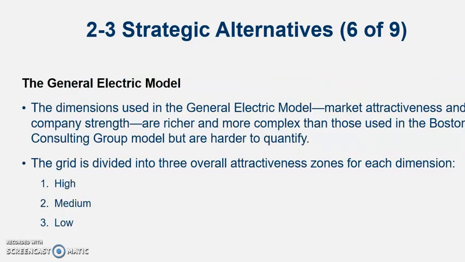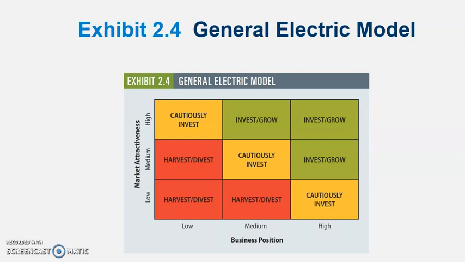The General Electric model is based on market attractiveness and company strength. These dimensions are richer and more complex than those used in the Boston Consulting Group model, but are harder to quantify. The grid is divided into three overall attractiveness zones for each dimension: 1 high, 2 medium, 3 low. In Exhibit 2.4, you can see the General Electric model at work.